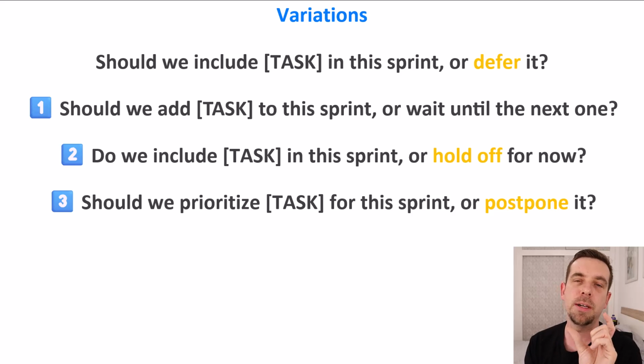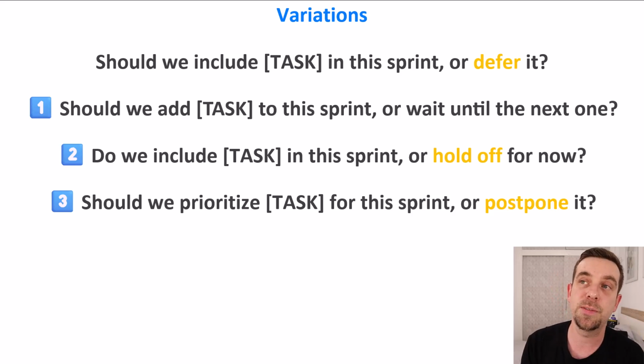It's a little bit more formal version of saying wait until the next one, wait until later. Should we prioritize this task for this sprint or postpone it? So you have 4 or 5 expressions or verbs that are very similar. Defer, postpone, basically the same thing. Wait until the next one is the simplest way to say it.